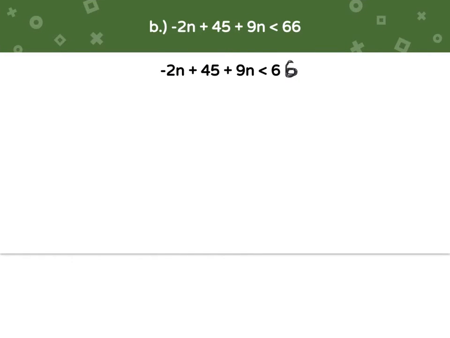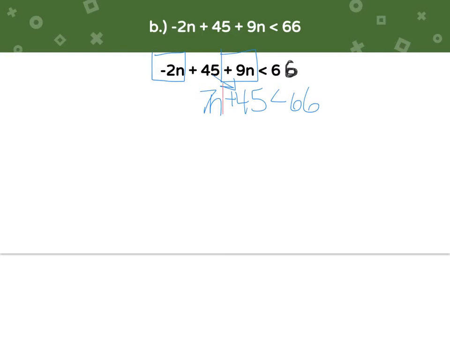Letter B, negative 2n plus 45 plus 9n is less than 66. There is no distribution to do, but you can combine like terms because there is a negative 2n and a positive 9n. They're different signs, so you subtract. 9 minus 2 is 7n, and you stay positive because the 9 is the bigger number and it's positive. Then bring down the plus 45, the less than sign, and the 66.